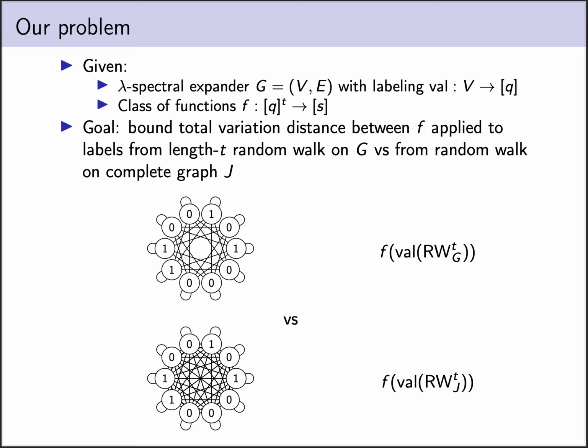To illustrate that, we're comparing, say, with T equals 4, a random walk on G where we get the labels something like 0, 1, 0, 1, or a walk on J where we could get maybe 0, 1, 0, 0. So we get these two probability distributions. We pass them through F and compare the resulting output distributions. We want to bound the maximum total variation distance between these two output distributions on any test function F from our class.